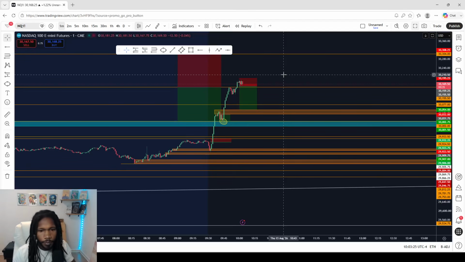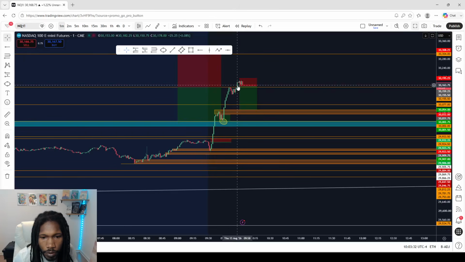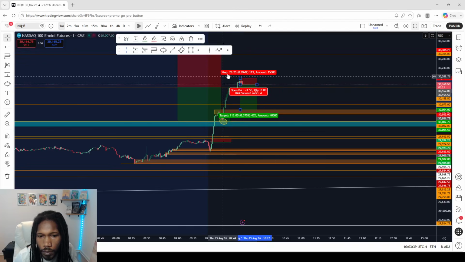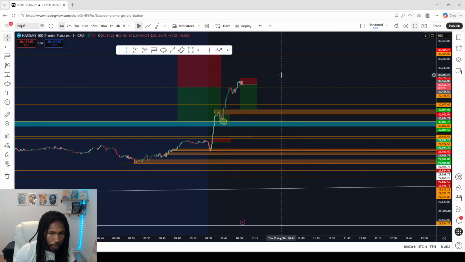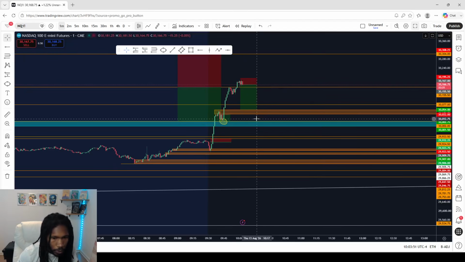All right, so we actually got a 167 entry. That's our entry right there. So only 113 ticks. We're going to take it down to that high, that level right there.